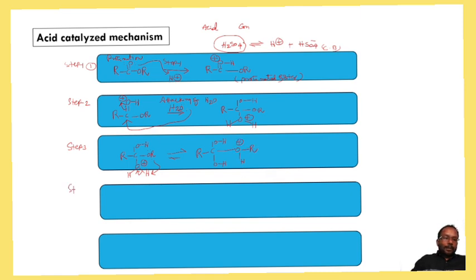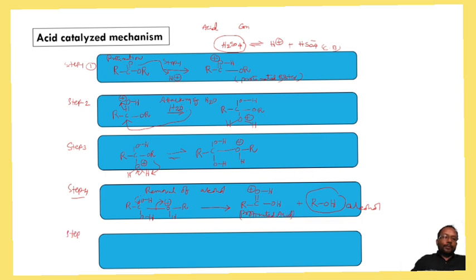Step 4 is the removal of alcohol. In the fourth step, the lone pair of electrons on oxygen comes into the carbon-oxygen bond, so there is cleavage of the carbon-oxygen bond. It forms protonated acid and alcohol. This is one of the products, the alcohol. This is called protonated acid.